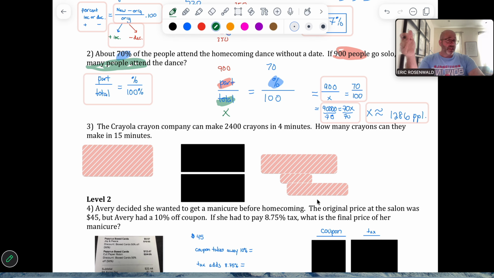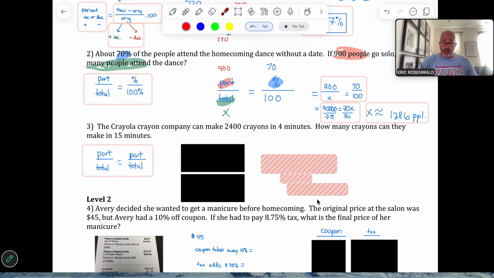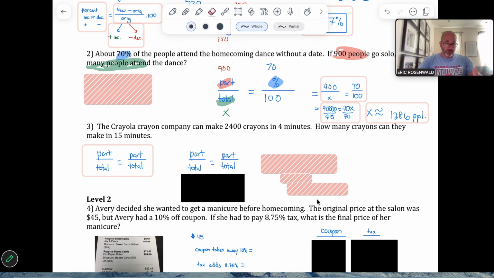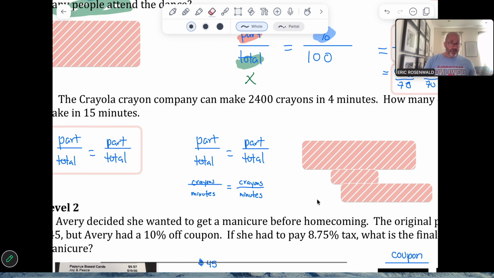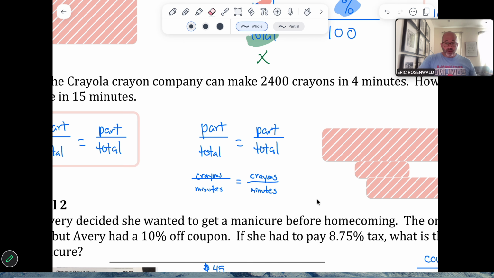We're going to compare one to another. Like in the one above where we say the part is to total equals percent of 100, really that's saying part to total equals part to total. So when we look at this, we're saying the part to total equals part to total. Or in this case, we're going to take this proportion and say part to total equals part to total, or crayons to minutes equals crayons to minutes. Okay, hopefully that makes sense. Comparing apples to oranges, if you will, right? Well, so let's look at each one of our parts.